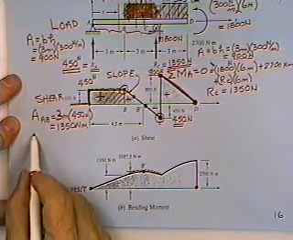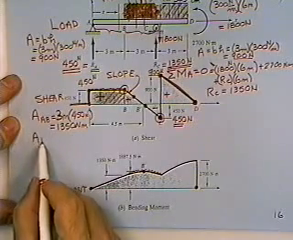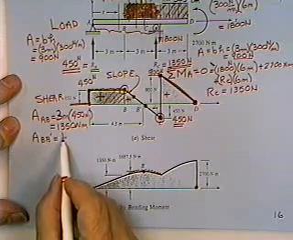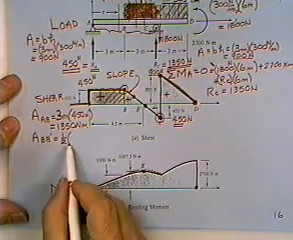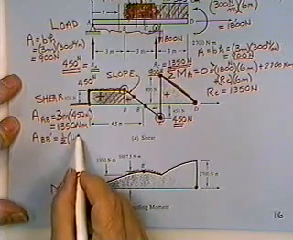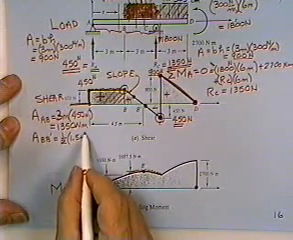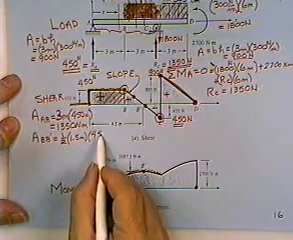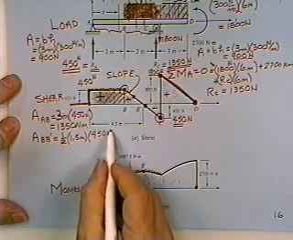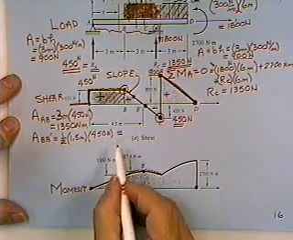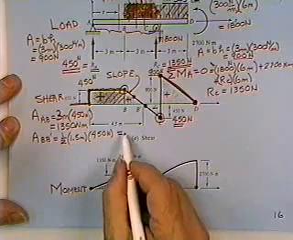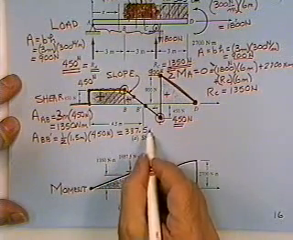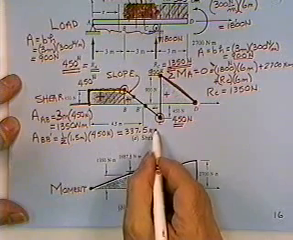I'll go ahead and calculate all the areas right quick. Area between B and B prime is 1/2 of the base, 1.5 meters, times the height. It's 450 newtons tall, and that area is equal to 337.5 Newton meters.